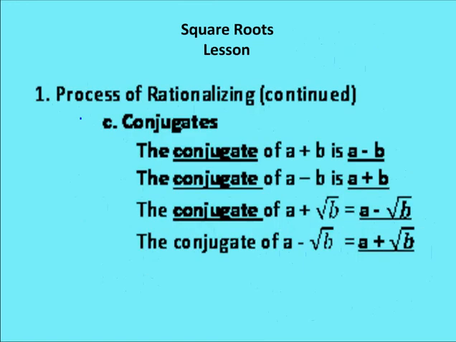Okay, last part, just some examples of conjugates. So the conjugate of a plus b is a minus b. The conjugate of a minus b is a plus b. The conjugate of a plus the square root of b is a minus the square root of b. And the conjugate of a minus the square root of b is a plus the square root of b. In a similar fashion, if I wanted to find out what the conjugate of the square root of a minus b is, the conjugate would be simply the square root of a plus b.